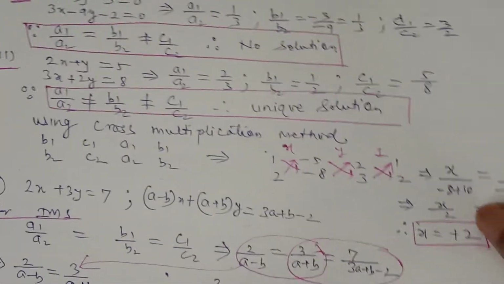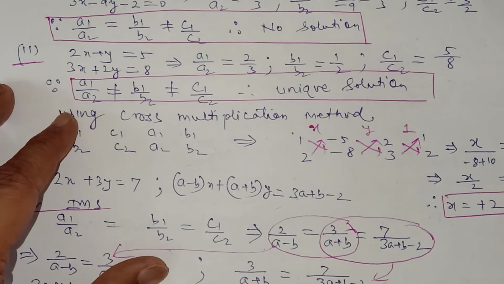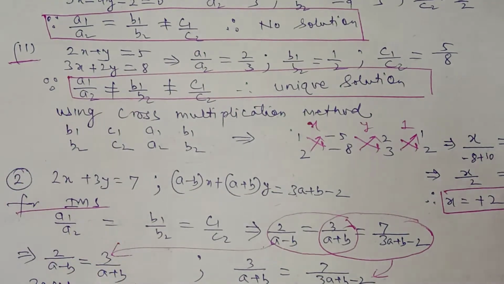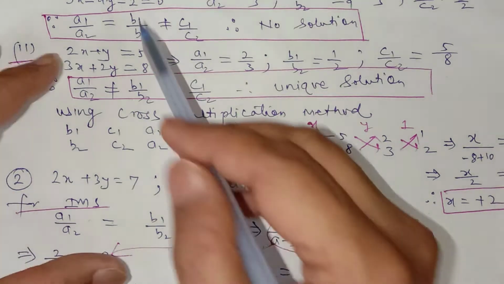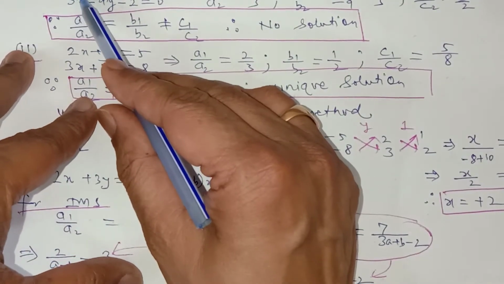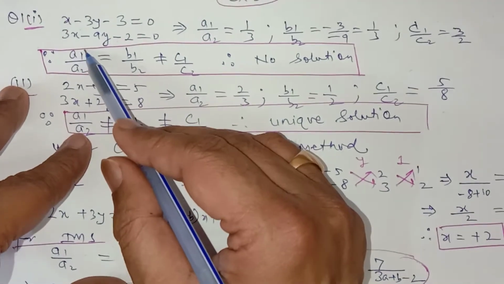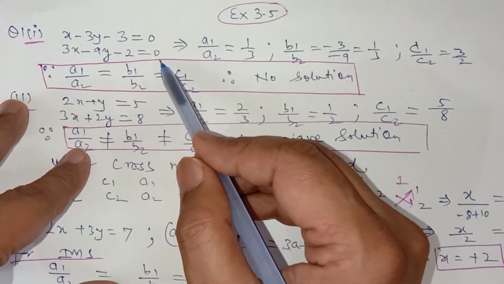Let us take exercise 3.5, and you have to find which type of solution the equations have, and if they have a unique solution, then you have to solve it by the cross multiplication method. So exercise 3.5, question number 1, the equations are 3x minus 3y minus 3 equal to 0, and x minus 9y minus 2 equal to 0.